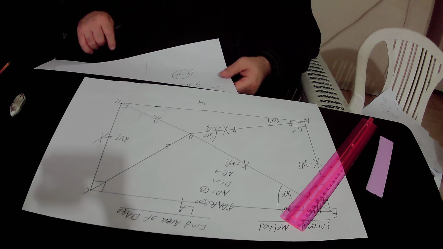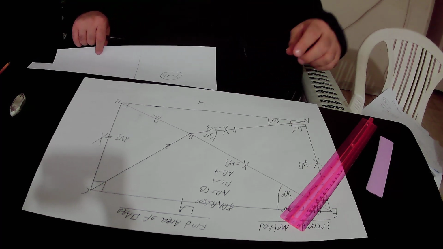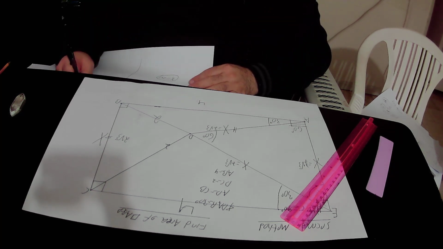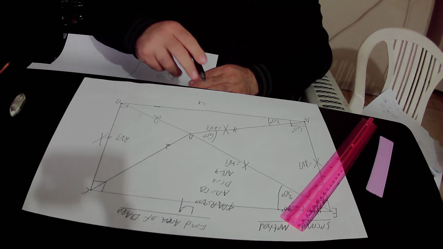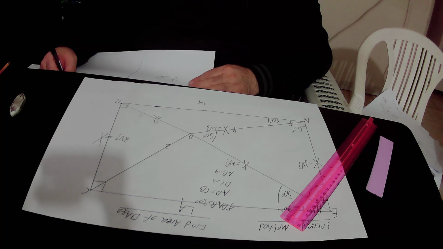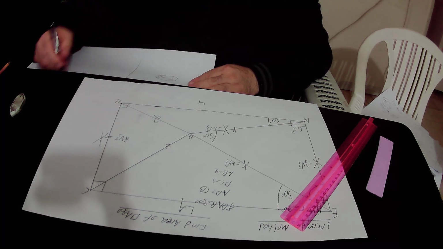So here, what is the area of square ABCD? The area of quadrilateral ABCD will be equal to the area of triangle ADB, the area of this triangle, plus the area of triangle BDC, this triangle.